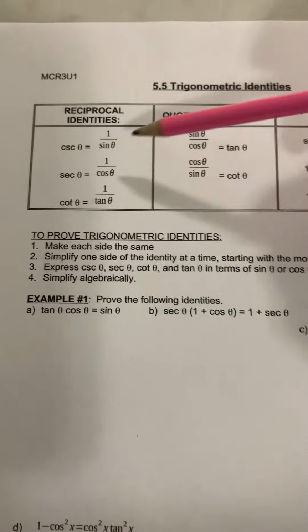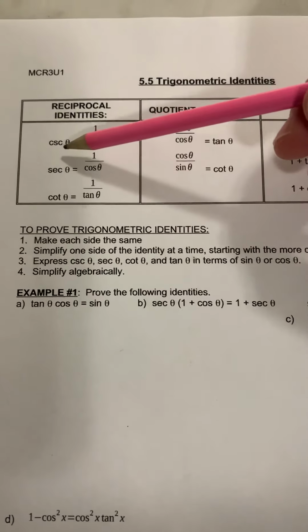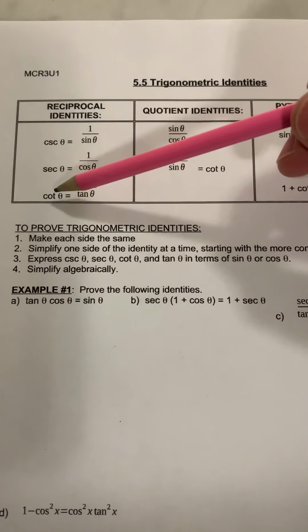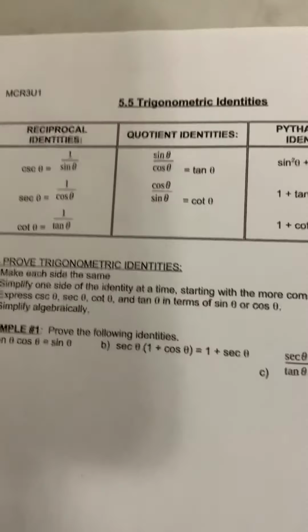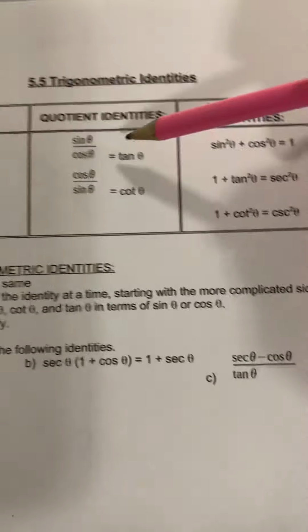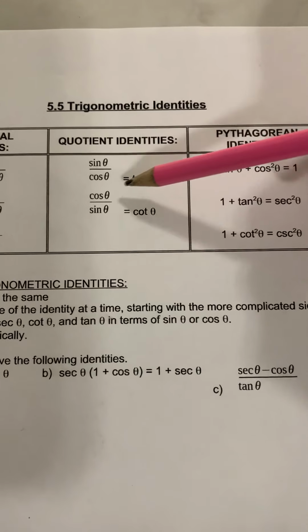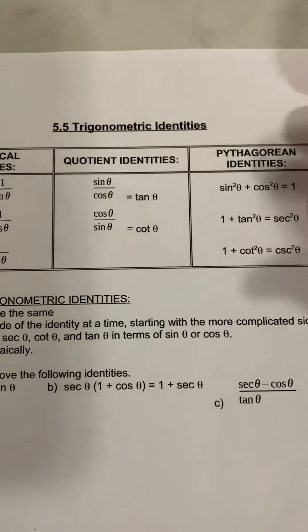So these first three here, we already know. We've already gone through them. Cosecant is 1 over sine, secant is 1 over cos, and cotangent is 1 over tan. Then we have a couple new ones here. If you take sine and divide it by cos, you'll get tan. And if you divide cos by sine, you get cotangent.